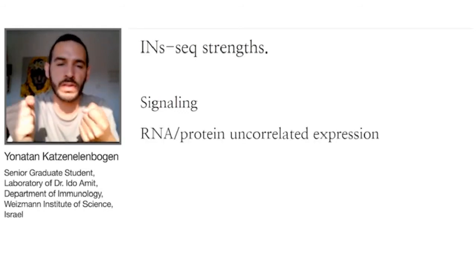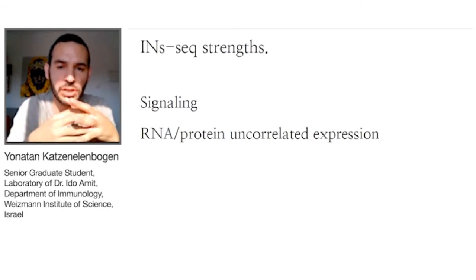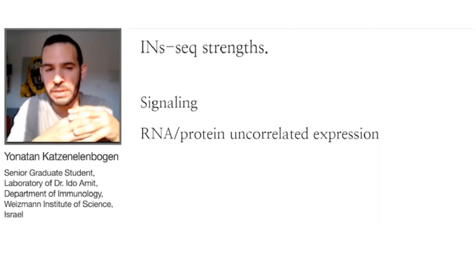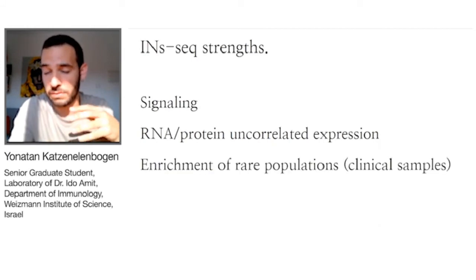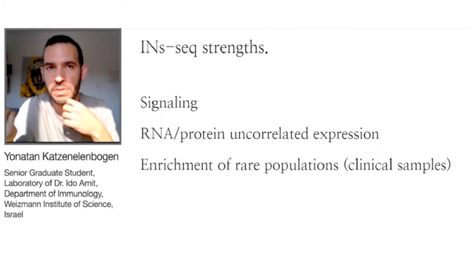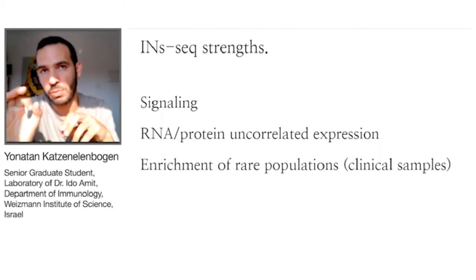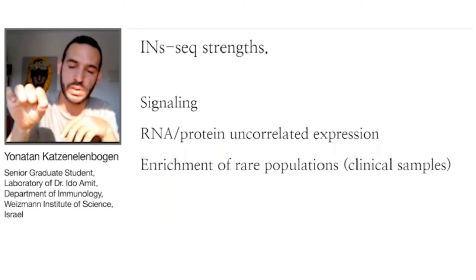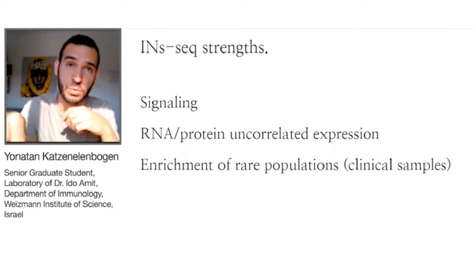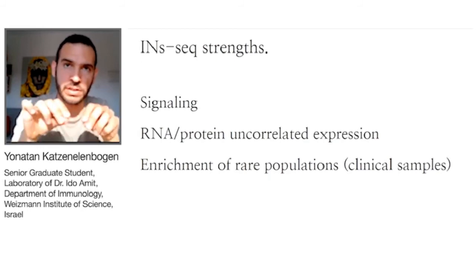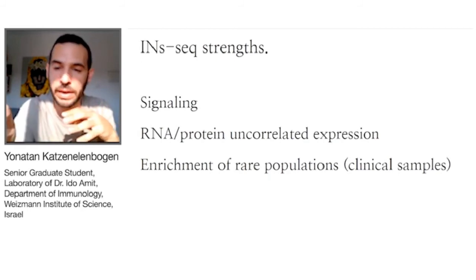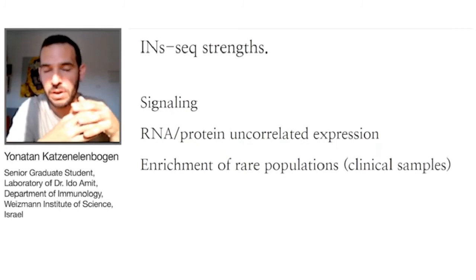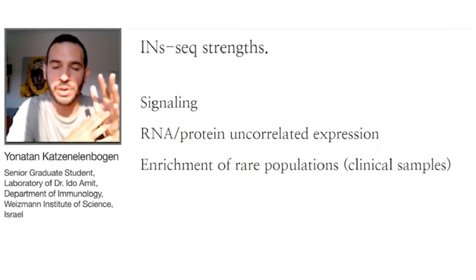The second thing is that we all know that there is not a 100% correlation between the expression of RNA and protein, so we can evaluate this correlation using intracellular elements as well. And the last and very important issue here is the enrichment of rare populations. Sometimes the population you're interested in are very rare, and you want to enrich for them, and the only way to do it is by targeting some intracellular element which is exclusive for them. And it's true mainly with the clinical samples where the total amount of cells are usually limited. So it's a good way to do it as well.